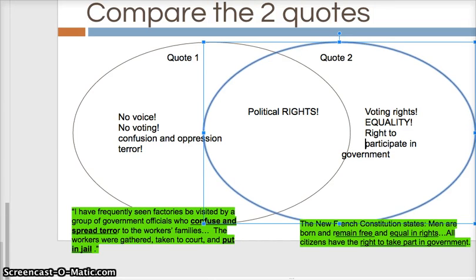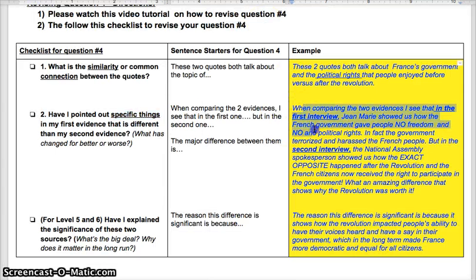So then I put those in words. When comparing the two evidence, I see that in the first interview, Jean-Marie showed us how the French government gave people no freedom and no political rights. In fact, the government terrorized and harassed them. But in the second interview, the National Assembly spokesperson showed us how the exact opposite happened and everyone got the right to participate in the government. So here I show specific things that the government gave or didn't give before and after. So take a moment to do yours. What are specific things that are different in each quote?